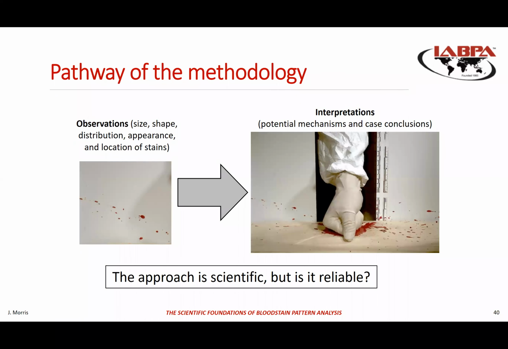So here again is the pathway of our methodology. We've discussed this before, but now let's continue to the next question. I've laid out the case that this is a scientific process that pulls from other established sciences. It pulls concepts and techniques that are used in other disciplines, and it pulls those specifically for the analysis of bloodstains that are left at the scene. So it's scientific, but here's the question: is it reliable?